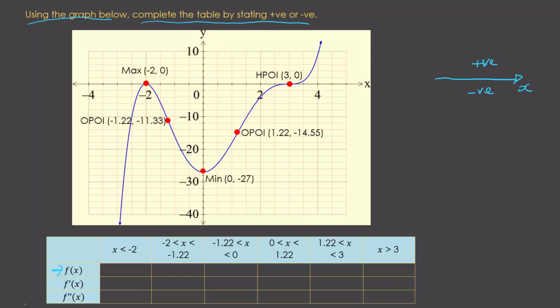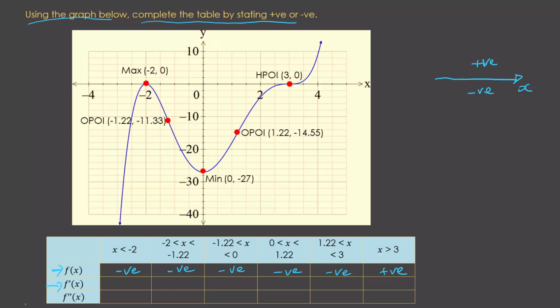So what we're looking at for positive or negative is above or below the x-axis. So when x is less than -2, that's this part of the graph here, we can see that the curve is below the axis. So f of x is negative. It's also negative along that next section and the next section, which has brought us up to here. From 0 to 1.22, it's still below the axis, so it's still negative. That's that bit there. From 1.22 to 3, it is negative. That's this section here. But for x greater than 3, we can see it then goes above the axis.